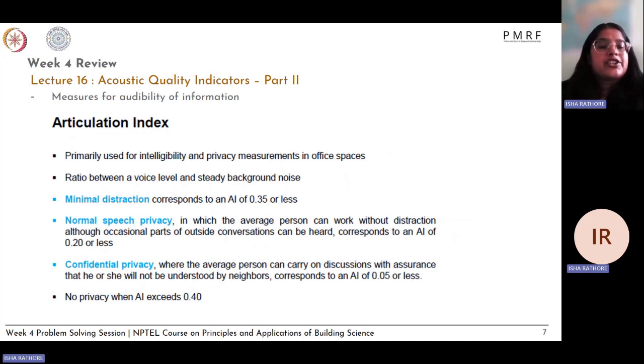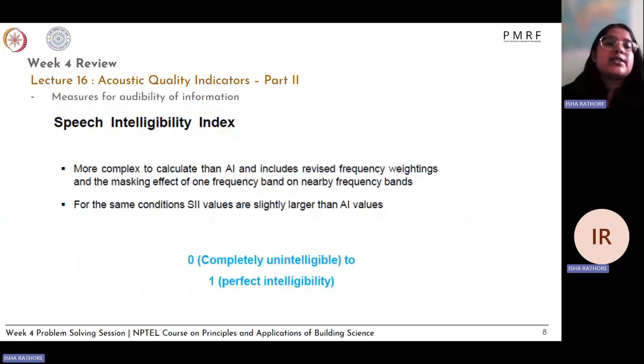And when the articulation index exceeds 0.4, then there is no privacy. Okay, so this is articulation index, the ratio between the voice level and the steady background noise. And they are determined in terms of what the average person can hear or do, especially in office spaces. Okay. Now the second measure is speech intelligibility index or SII.